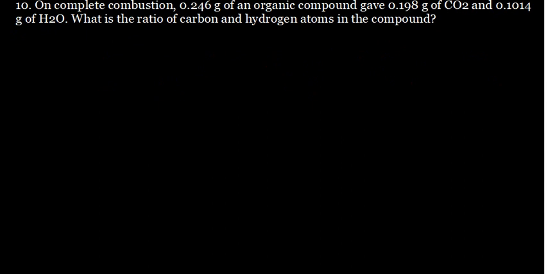On complete combustion, 0.246 grams of an organic compound gives 0.198 grams of carbon dioxide and 0.1014 grams of water. What is the ratio of carbon and hydrogen atoms in the compound? So what we have is this organic compound, let me call it X. And we've been told on complete combustion.